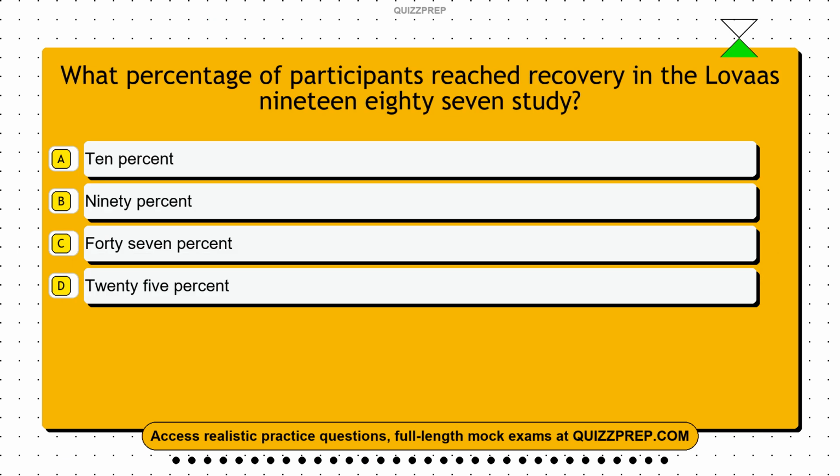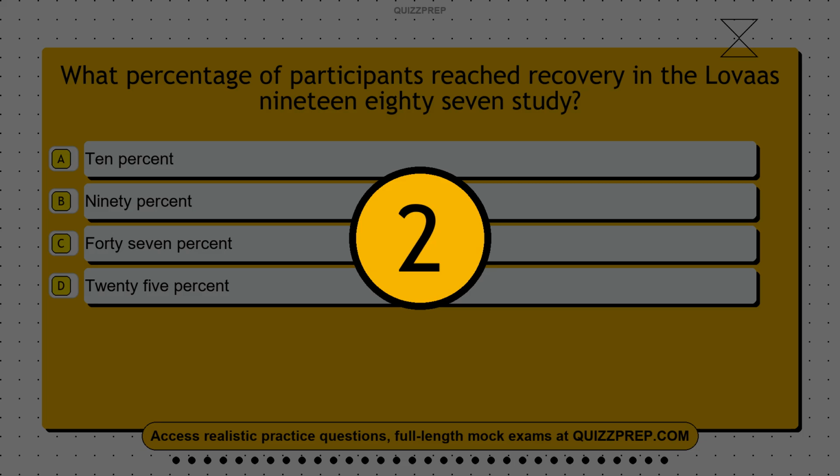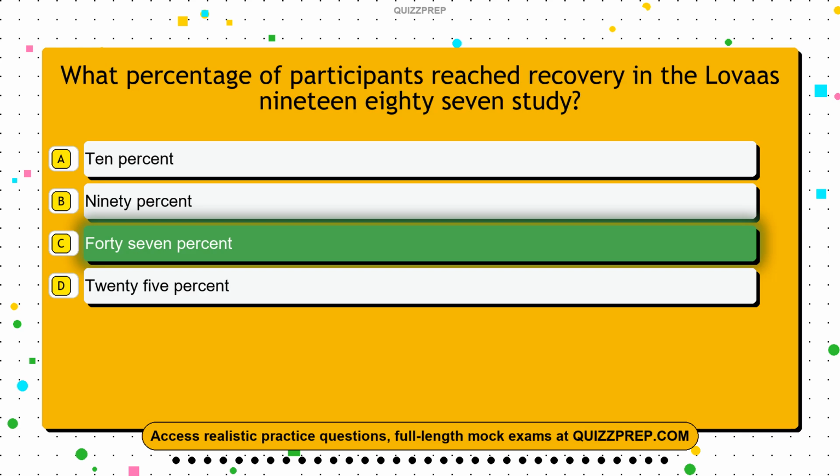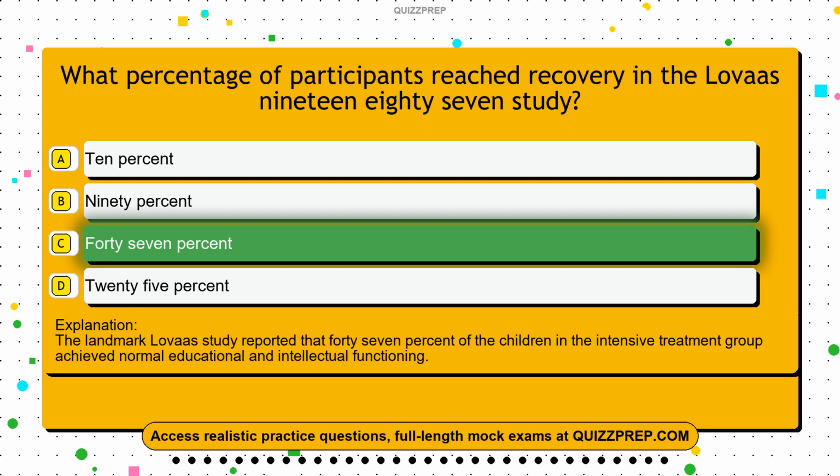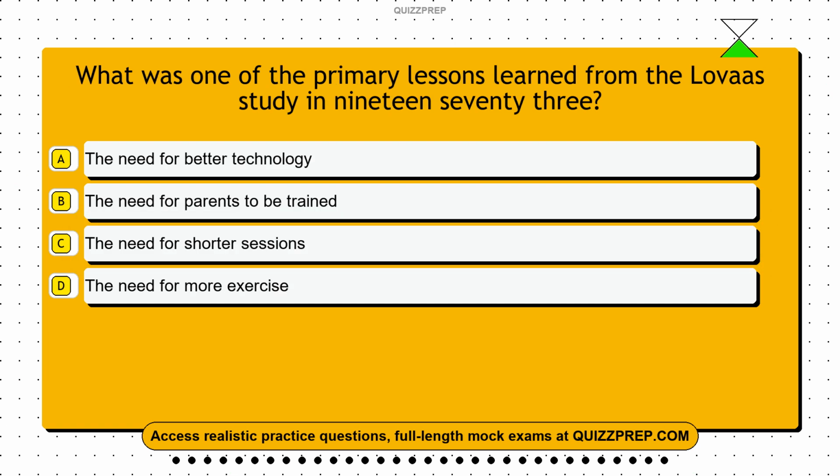Question 10. What percentage of participants reached recovery in the Lovaas 1987 study? Option A, 10%. Option B, 90%. Option C, 47%. Option D, 25%. The correct answer is option C, 47%. The landmark Lovaas study reported that 47% of the children in the intensive treatment group achieved normal educational and intellectual functioning.